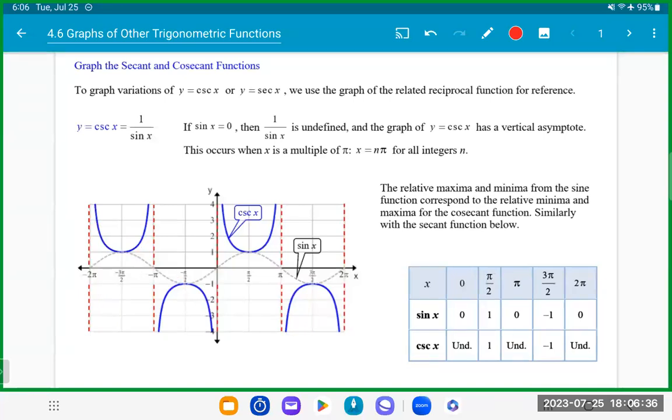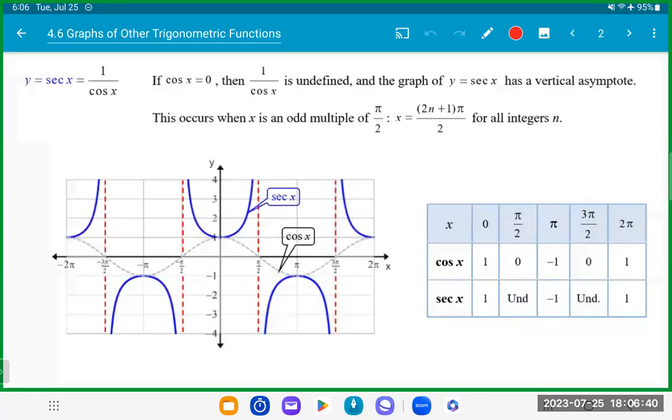So secant is exactly the same. You'll see this over here, except we're graphing our cosine, and everywhere it crosses the x-axis, we're going to put an asymptote, and then it's going to be the parabolas on the peaks and the valleys of that cosine graph. Okay. Any questions so far?